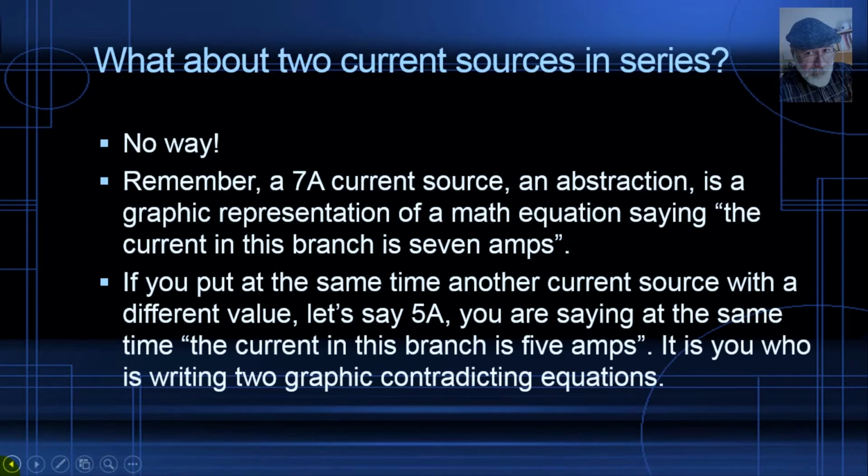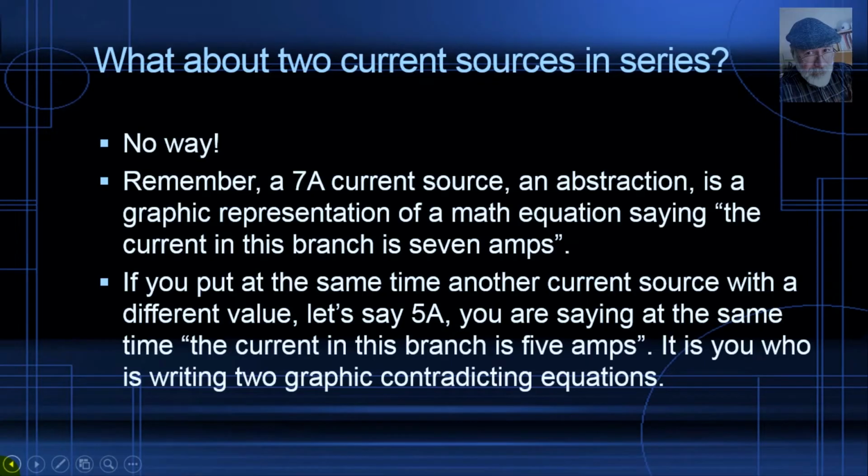But when we go ahead and draw another current source of a different value in the same branch, let's say 5 amps, we are contradicting ourselves, because now we're saying, I will guarantee that the current in this branch is 5 amps. You and I remember that the branch current is the same all through every element. Otherwise, KCL would not hold true for that branch, which is impossible, right? It is us who contradict ourselves when we draw two current sources with different values in the same branch.